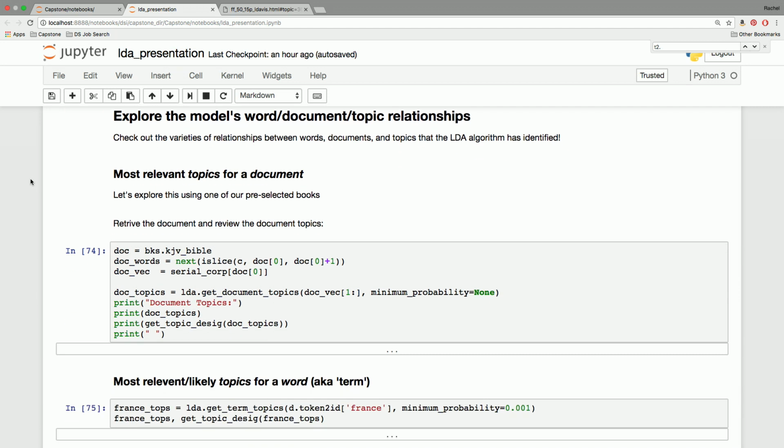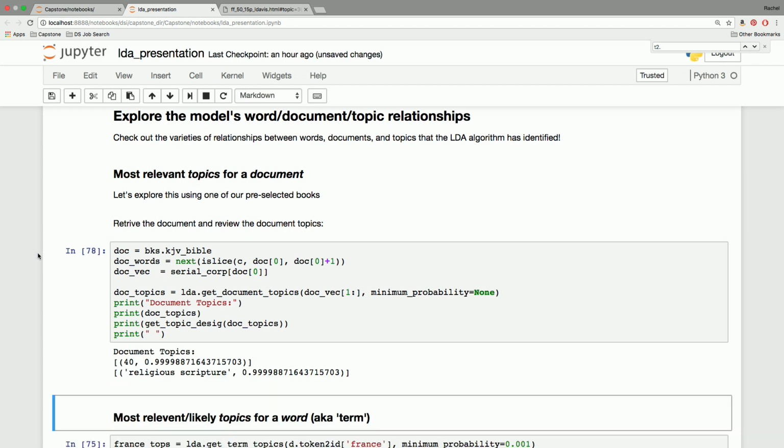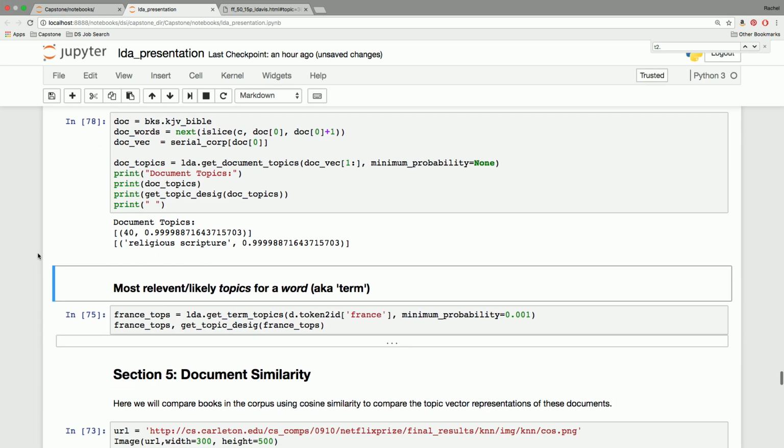Now that we've gotten that nice high-level overview, let's get a little more into the raw results of the topic model. Our topic model has learned relevant topics for a document. So if I execute this cell, we're looking at the King James version of the Bible here, and it pretty much contains one topic according to our model, which I've designated religious scripture. So that checks out: the Bible, pretty much religious scripture.